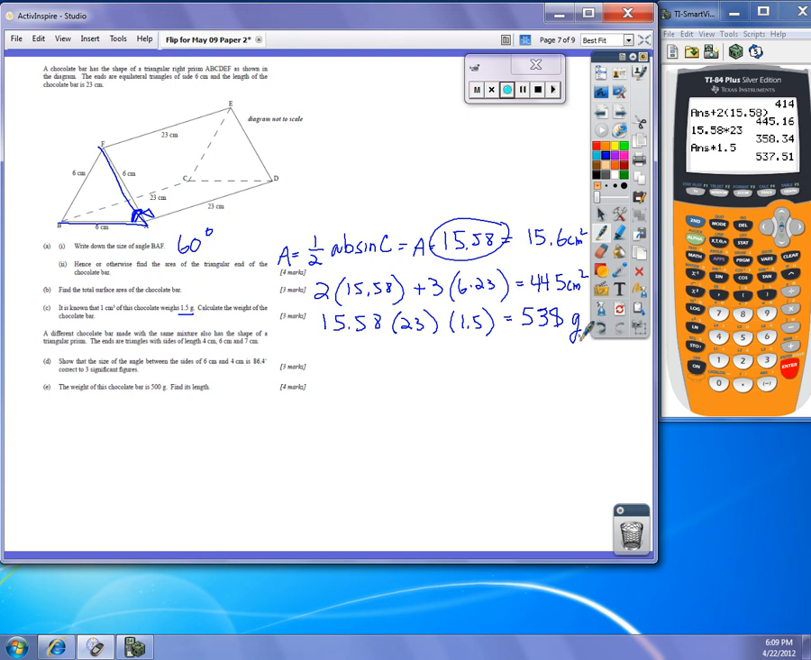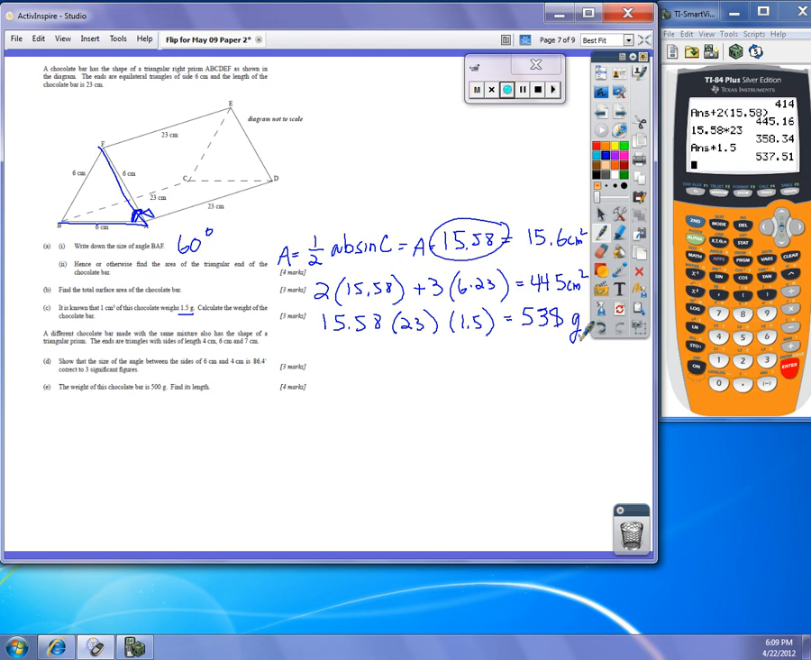Now, the next part of the question, we're going to do some more calculations. A different chocolate bar made with the same mixture. So that means it has the same weight per centimeter cubed.